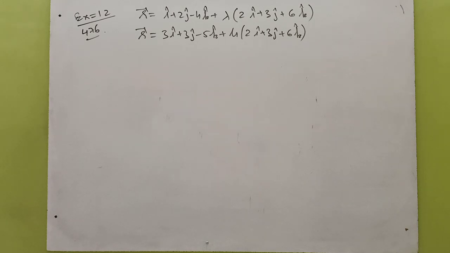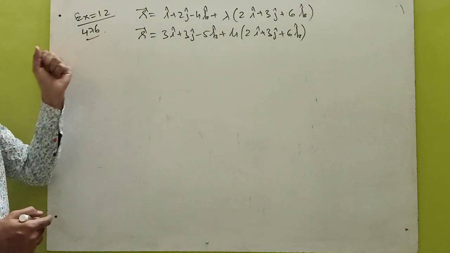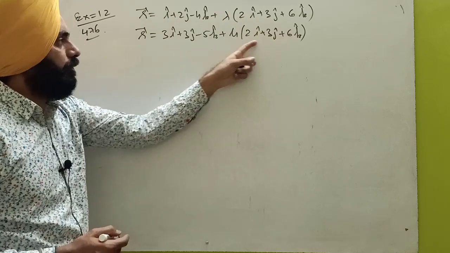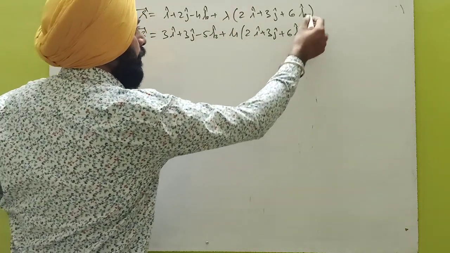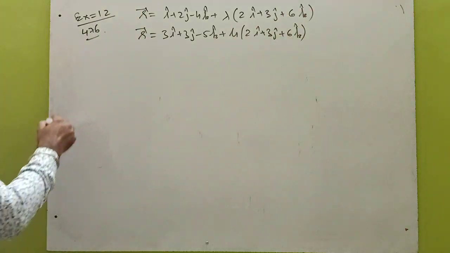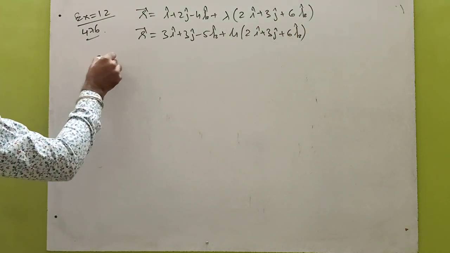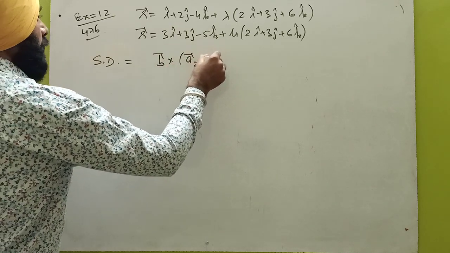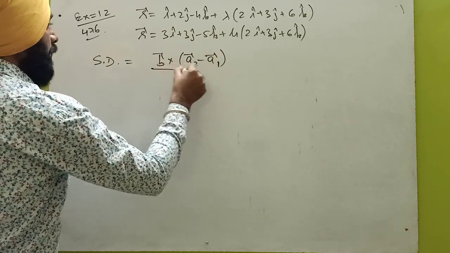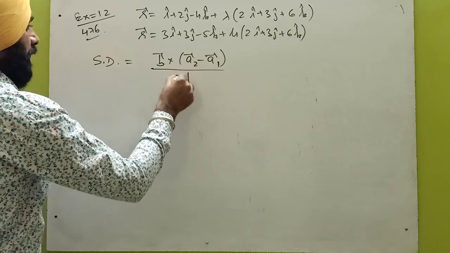Now let us consider example number 12 of NCERT, page 476. We have to find the distance between these two lines. And now you can easily see that the value of B vector is the same for both lines. So we will apply the formula for shortest distance is equal to the magnitude of B cross (A2 minus A1) divided by the magnitude of B vector.